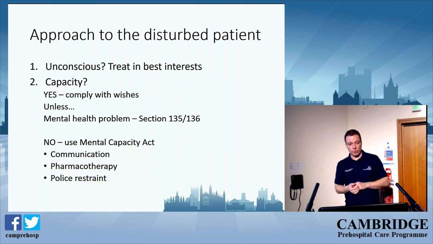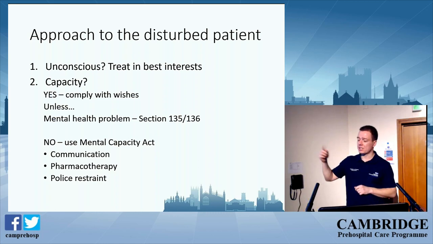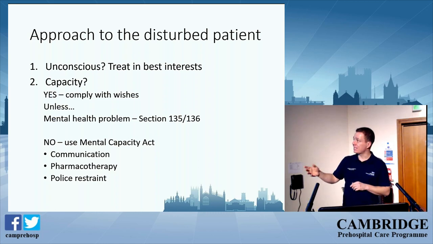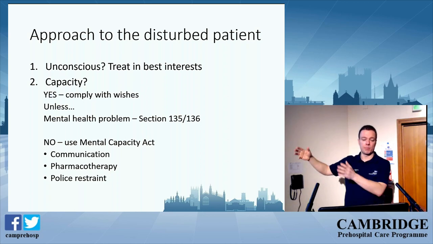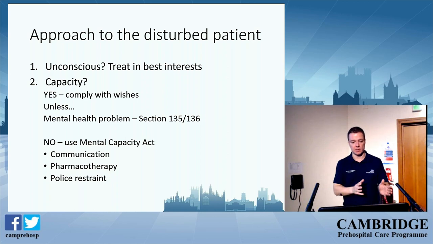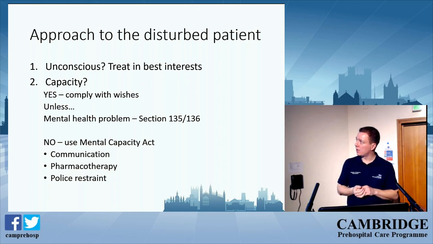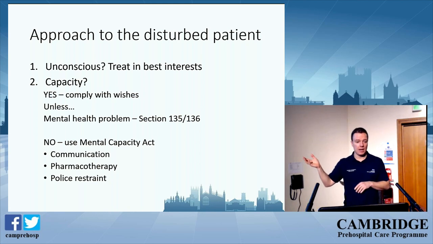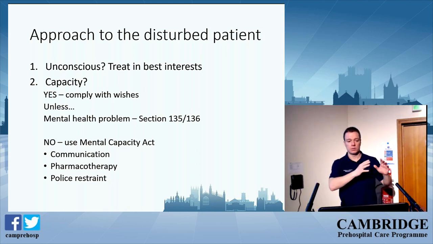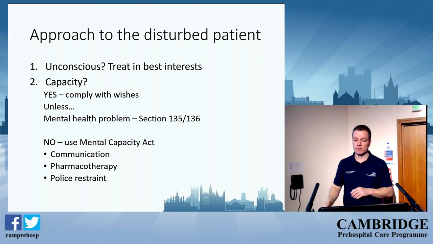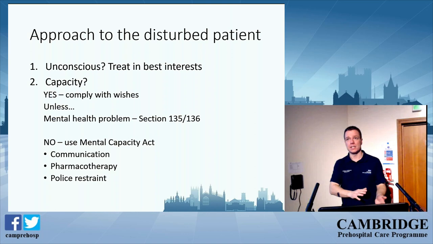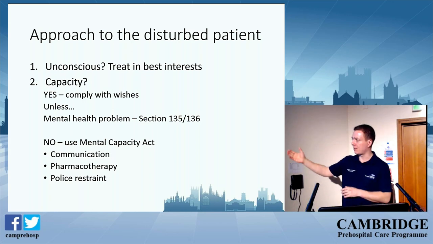So my approach to this disturbed patient, regardless of which group they're in actually, if they need medical treatment, if they're unconscious, I treat them in their best interests, and if they have capacity, I comply with their wishes, unless they've been put under a section of the Mental Health Act, which might allow me to do some other things. And if they're not unconscious and they don't have capacity, I can use the Mental Capacity Act to facilitate my treatment. And I might need to use some very good communication skills. I might need to use some pharmacotherapy to sedate that patient in order to enact my least restrictive plan. Or I might need to get the police to help me restrain that patient in their best interests in order to perhaps gain control with pharmacotherapy.